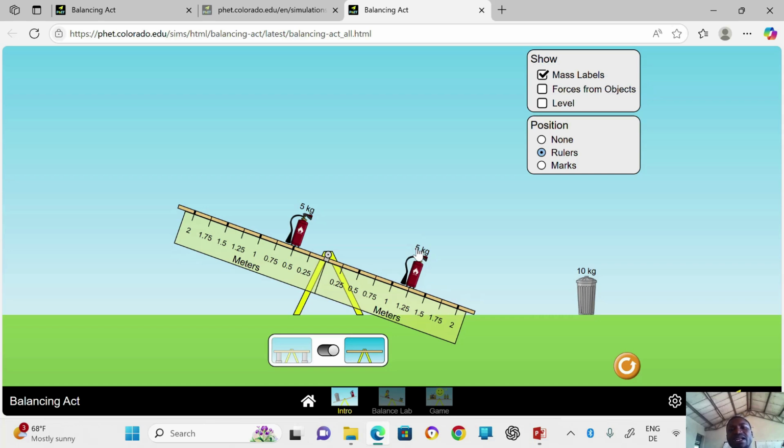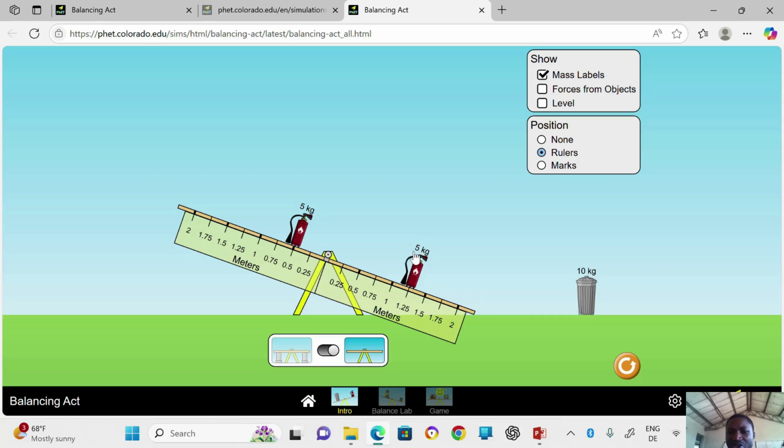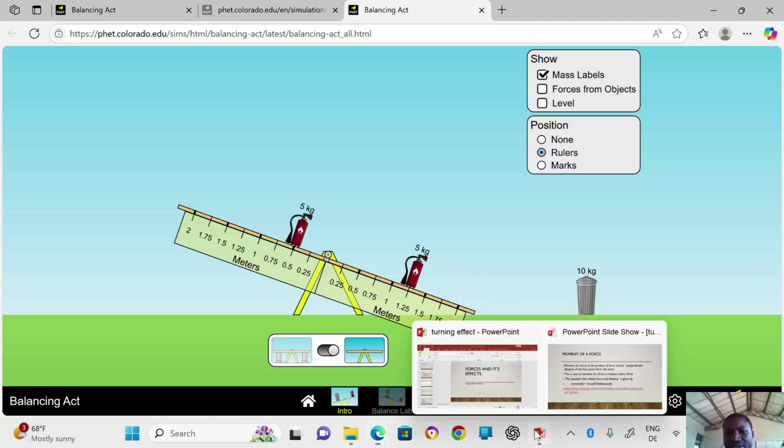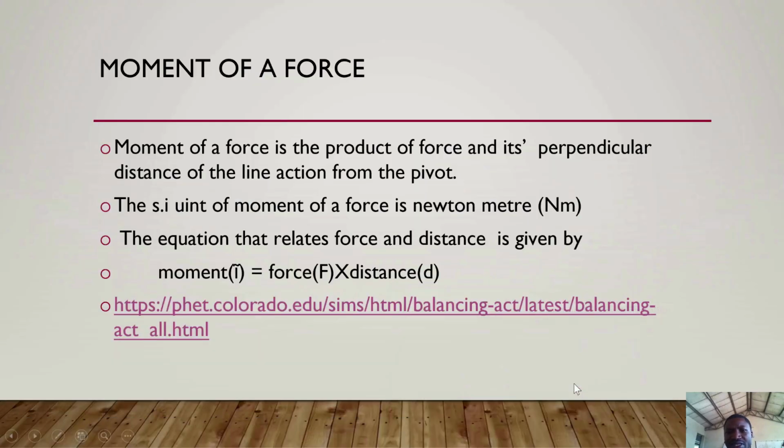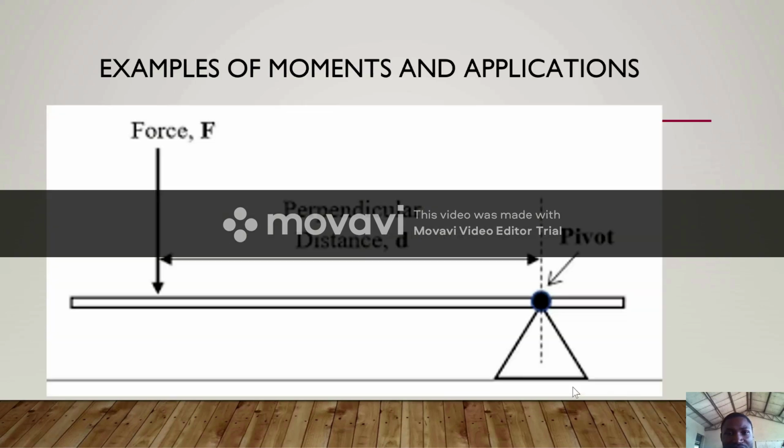So that shows us that the moment of a force increases with increase in distance. When you increase the distance, you also increase the moment of that force. Let me go back to my slides. So that is what we have from the simulation, that when you increase the distance, you also increase the moment of that force.